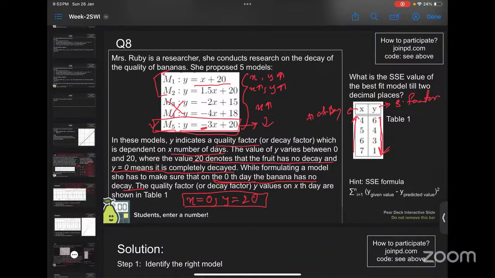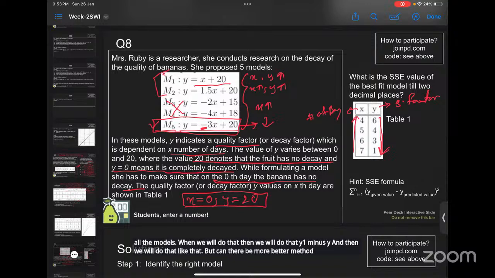Okay. So we have a value of y, but we have to check for all the models. When we do that, we will compute y1 minus y, and so on. But can there be a better method, like where there is a differentiation involved, like in the previous question you did?